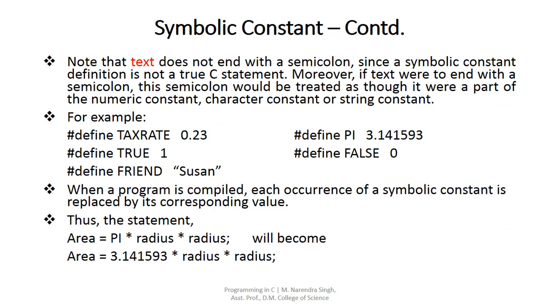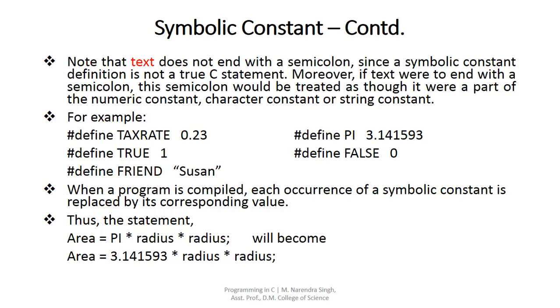Note that text does not end with a semicolon, since a symbolic constant definition is not a true C statement. Moreover, if text were to end with a semicolon, this semicolon would be treated as though it were a part of the numeric constant, character constant, or string constant.